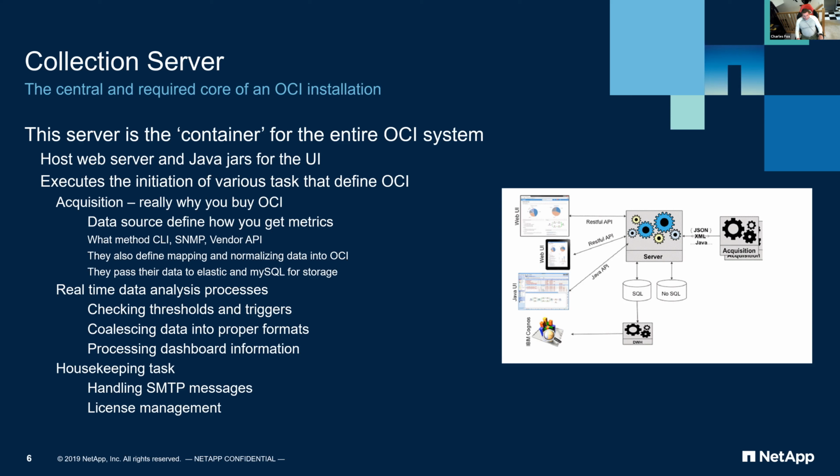They not only collect the raw data, but one of the more key things about them is that they define the mapping and normalization of data to get into the OCI database and put it in a form that's usable in things like reporting. The server collects this data, does some normalization on it, and passes that information to either Elasticsearch or MySQL for storage on the machine. It also performs things like real-time analysis on various things like thresholds and triggers that you can define, and it's looking at the incoming data streams and obviously reacts appropriately when one of those thresholds or triggers is violated.